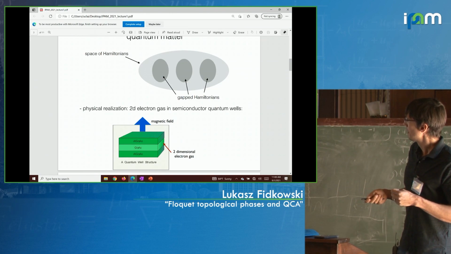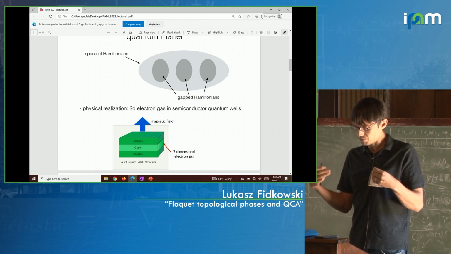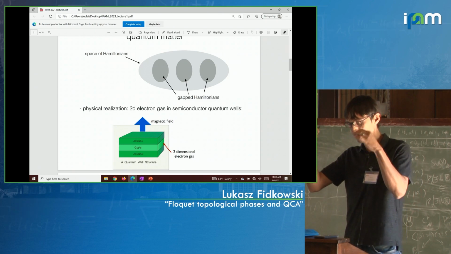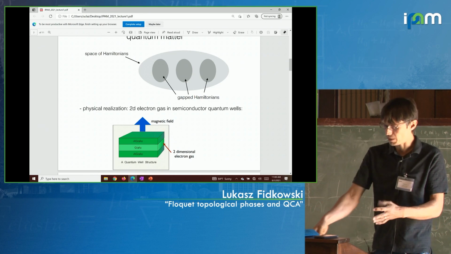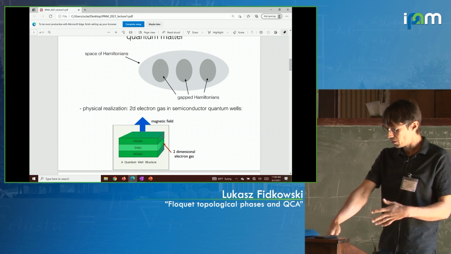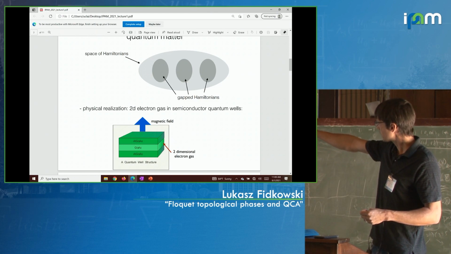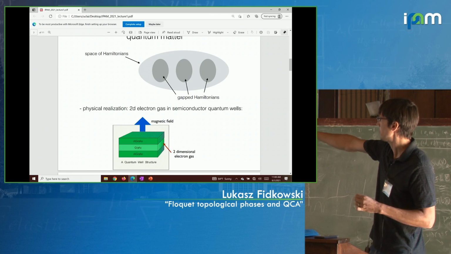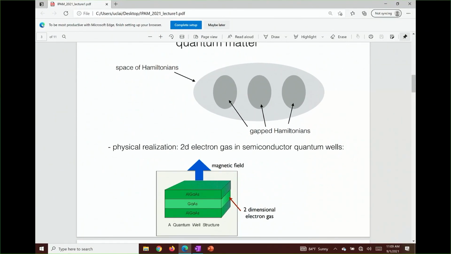Since the 1980s, when the fractional quantum Hall effect was discovered, which realizes these topological phases, basically the only setting in which you can realize them is these quantum well heterostructures. It's not really a material, it's an engineered heterostructure, where you trap a two-dimensional electron gas, effectively confining it in one dimension. You apply a magnetic field, and that turns out to be just the right set of ingredients for realizing these exotic Hamiltonians.